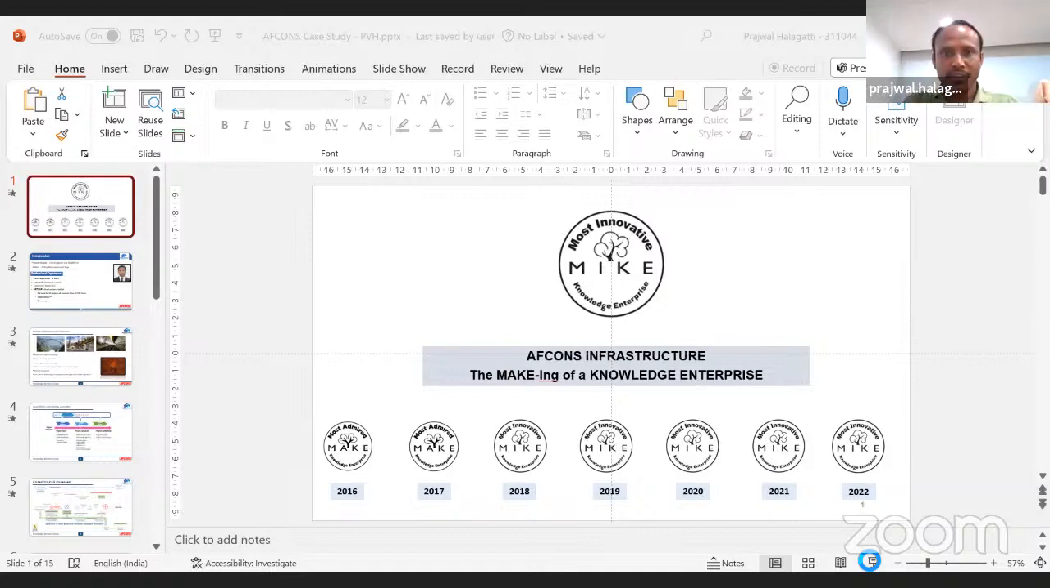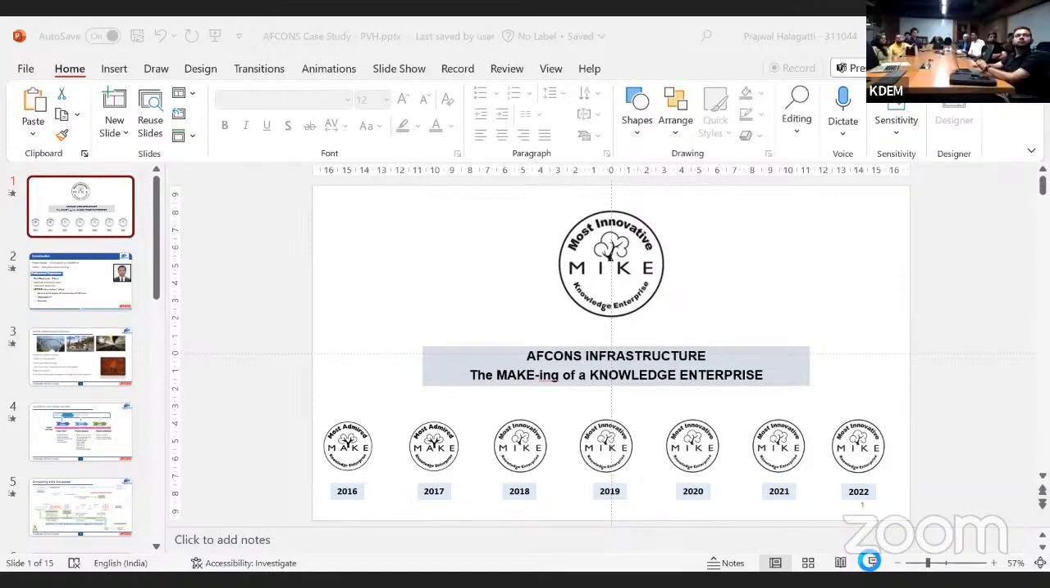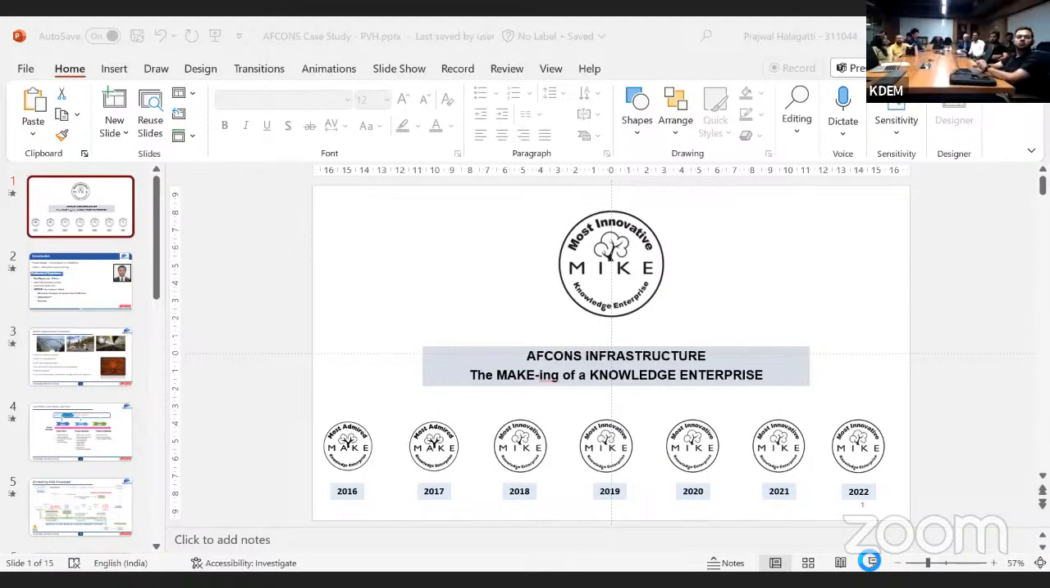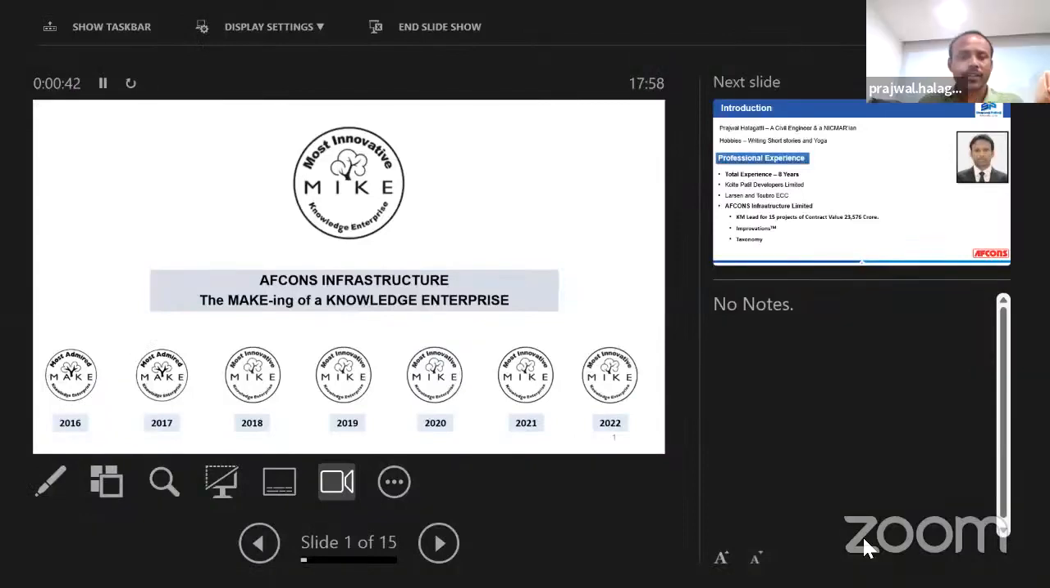Can you make it full screen? Okay. Is it full screen now? Not yet. F4, I think. That's okay. We can see it anyway. Don't worry. Go on. Yes, okay. That's good.